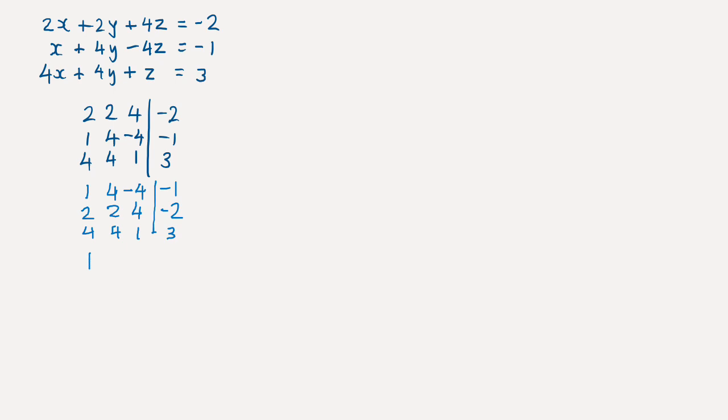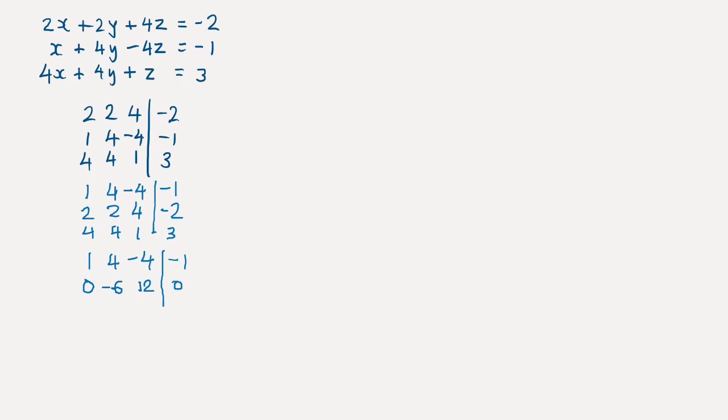We're not doing anything with the first row now, so we'll just write it down again. And then the second row, we're subtracting 2 times the first row, so we'll get 0, and then we'll get 2 minus 2 times 4, so 2 minus 8, which is minus 6. And then we've got 4 minus 2 times minus 4, so 4 plus 8, which is 12. And then we've got minus 2 minus 2 times minus 1, so minus 2 plus 2, we get 0 here.